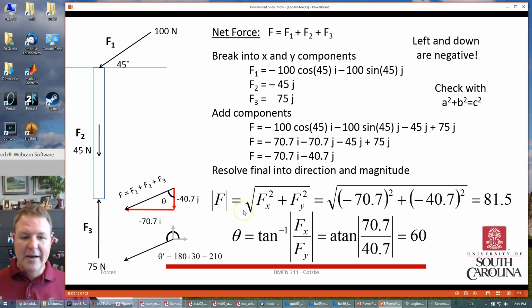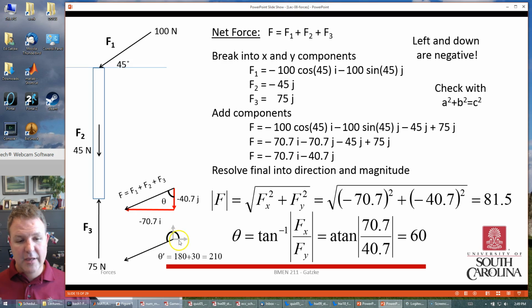So we can find the magnitude of that force vector using the magnitude formula. You plug in 70.7 and 40.7, you square it, add them, square root, get 81.5. That seems reasonable. And once you know Fx and Fy, you can put it in the arctan and figure out that it's 60 degrees, which sort of makes sense. If we put all these two vectors together, it seems like the resultant vector may be 60 degrees when we measure it in this direction.